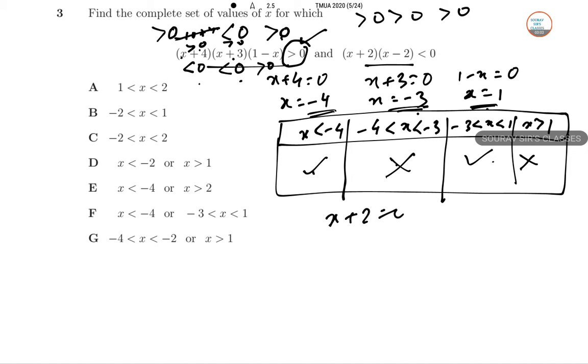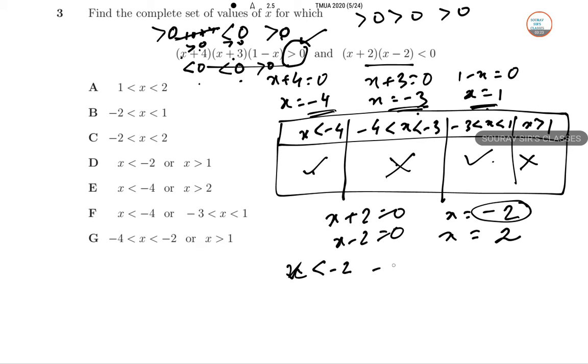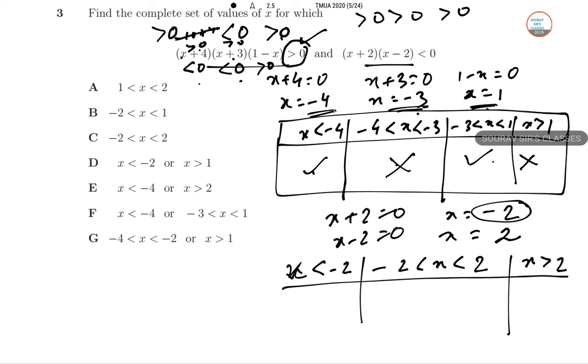So x plus 2 equal to 0 provides x equal to minus 2. And x minus 2 equal to 0 provides x equal to 2. So we see that x equal to 2 and x equal to minus 2 are the two values. Which one is lower? Minus 2. So first we take x less than minus 2, then minus 2 less than x less than 2, and the last one is x greater than 2.